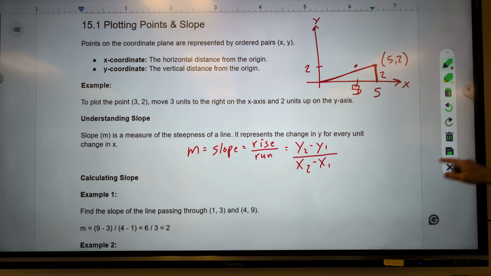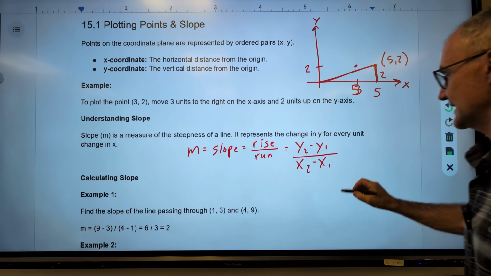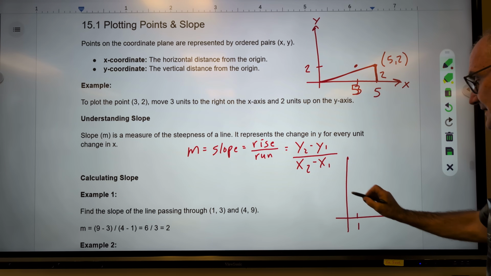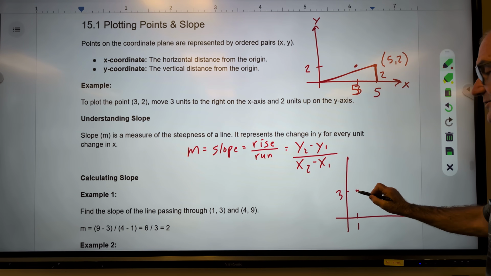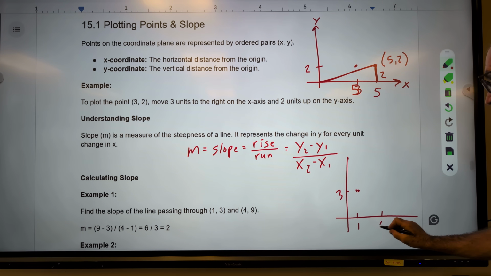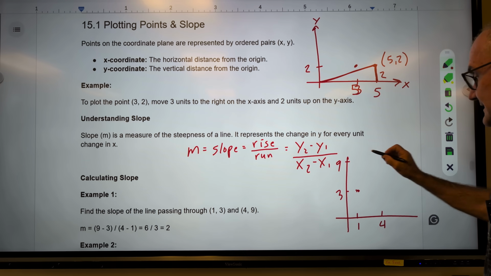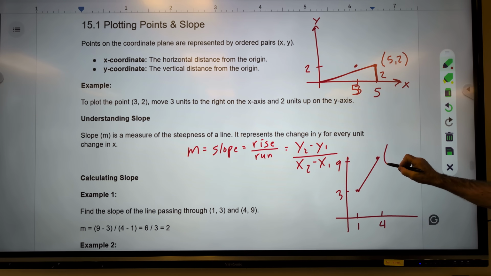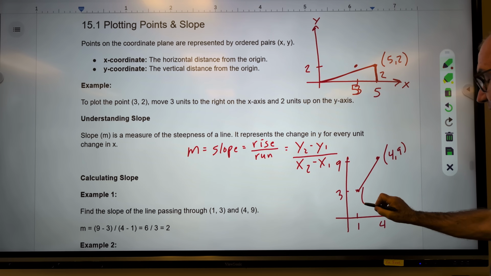So let's take a look at an example here. Let's say I have 1, 3. I am over 1, up 3. There's my first coordinate. Then I am over 4, up 9. That is my second coordinate. So I could write that ordered pair as 4, 9. This ordered pair as 1, 3.